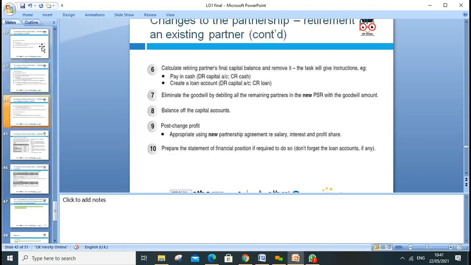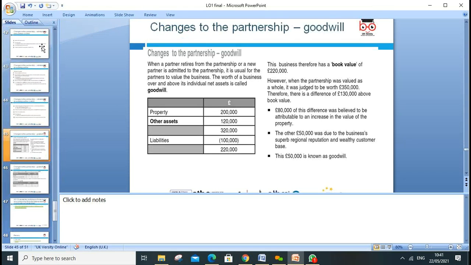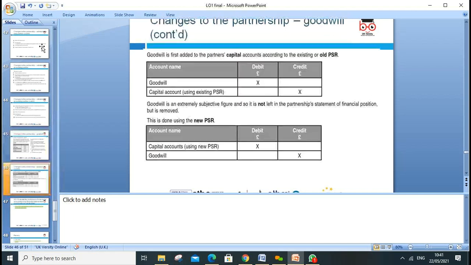We can add new partners. A partner can leave the company. So goodwill: if you are many years in the business, we create goodwill and we eliminate goodwill. Goodwill will affect the partners' capital accounts. In the example here, goodwill will be debited in the goodwill ledger, but in the capital ledgers it will be credited. If a new partner joins, then the capital account of the new partner is debited after introducing, and the goodwill is credited. The same goodwill we create, we eliminate.